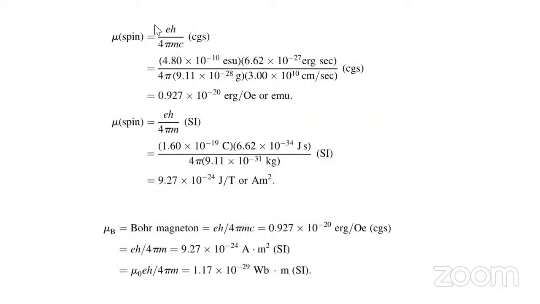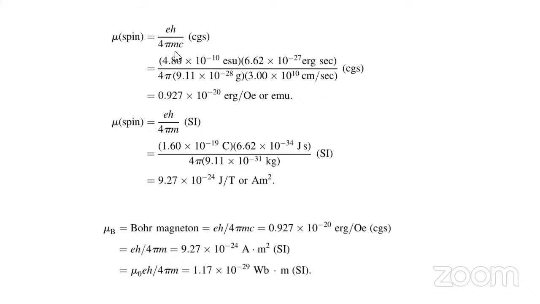Now here, because of both the spin magnetic moment and orbital magnetic moment, this can be calculated. The spin magnetic moment can be calculated as eh upon 4πmc. If you substitute all these values, this comes out 0.927 into 10 to the power minus 20 erg per oersted, or this is also designated as emu. As I already mentioned, when I'm calling it emu, it means it is the CGS unit. And if I opt for the MKS unit system, then this is eh upon 4πm. If I substitute all these values, this comes out 9.27 into 10 to the power minus 24 joule per tesla or ampere meter square. So joule per tesla or ampere meter square, this is the same.